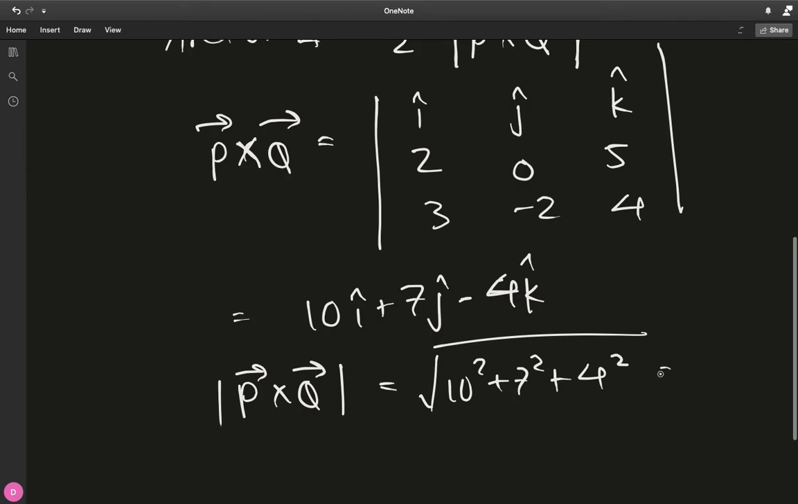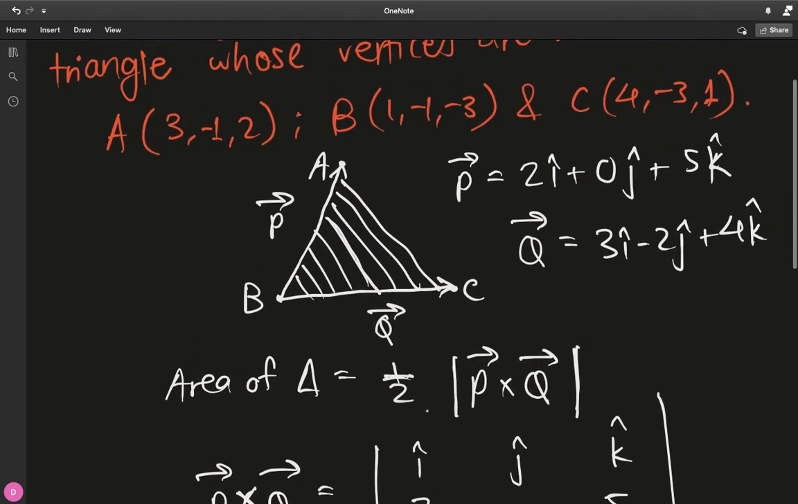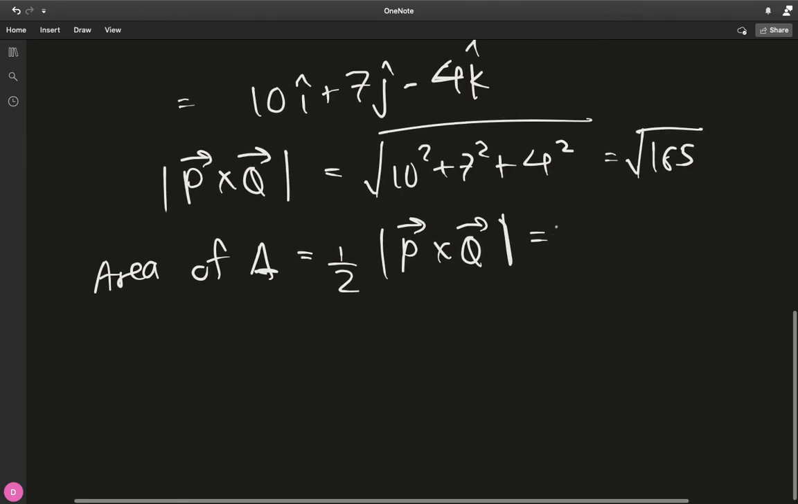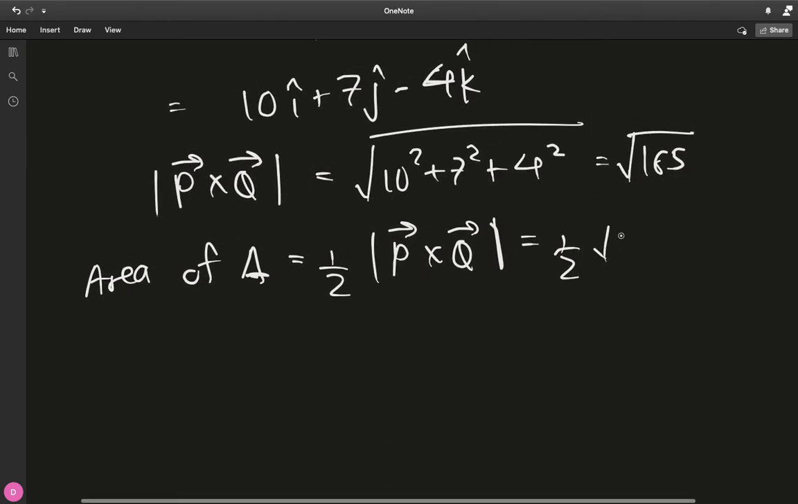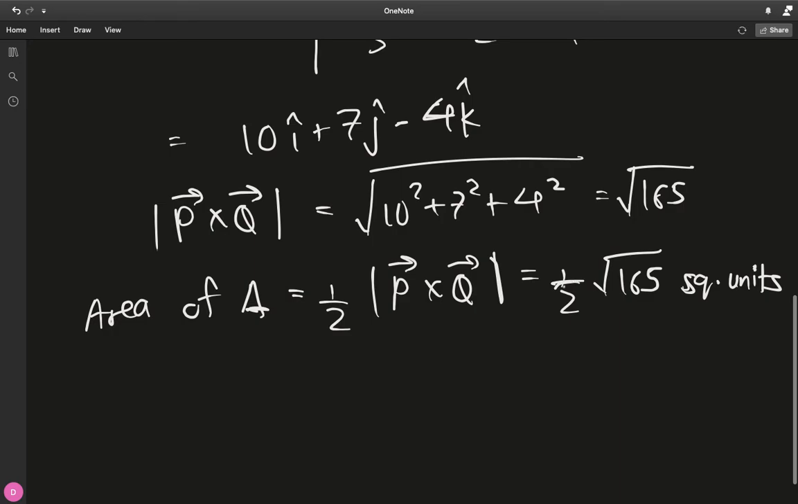to square root of 165. And the area of the triangle, therefore the required triangle that we wanted to calculate, is half of this, right? Half of the magnitude of the cross product of P and Q vector, which turns out to be half of square root of 165 square units. We again don't know what units were given. No units were given, so just write square units for area.